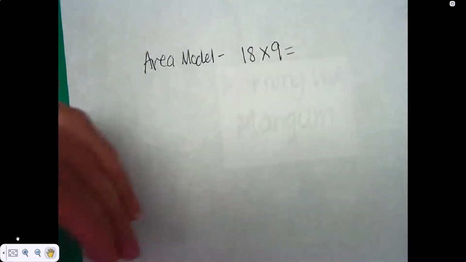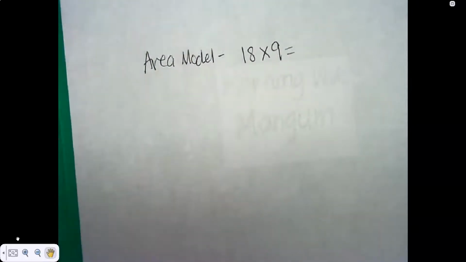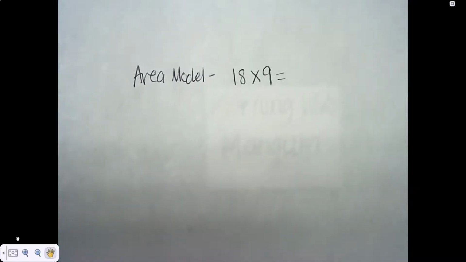We've already talked about strategies of how we could add 18 9 times, but we know that's a lot of work. We've talked about how we could draw base 10 models or use a place value chart, but those can also take a lot of time and be very confusing. So today we're just going to talk about the area model strategy.